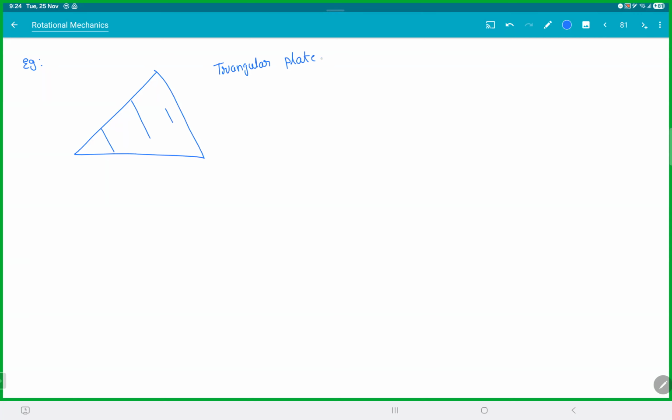Right? And let's say Iz is given. So let's say this is the centroid. So let I not be given. They gave you the moment of inertia about an axis perpendicular to this. We will calculate that also later on. And now it is asked, find Ix.